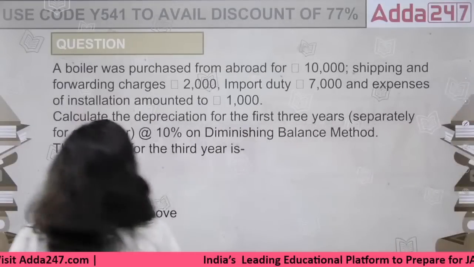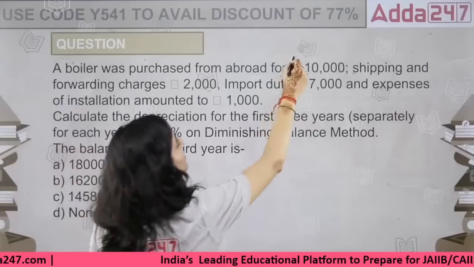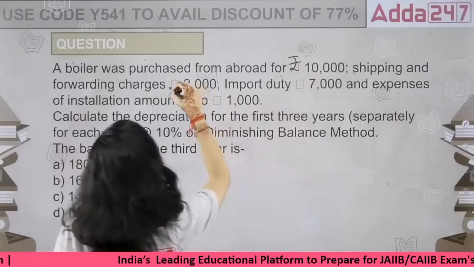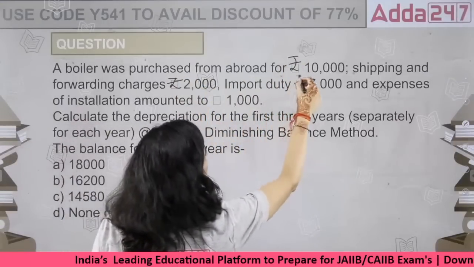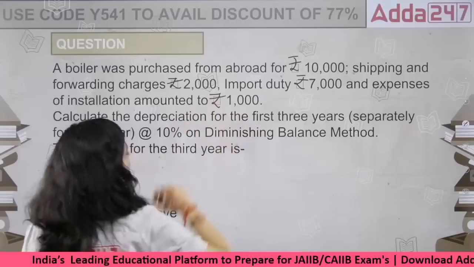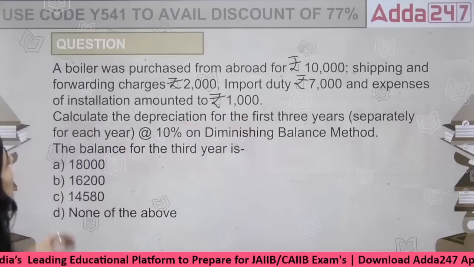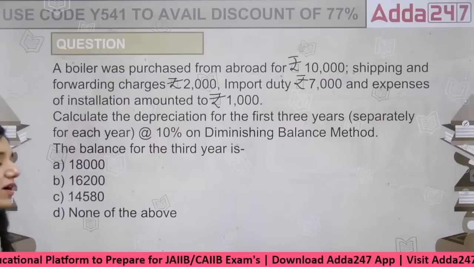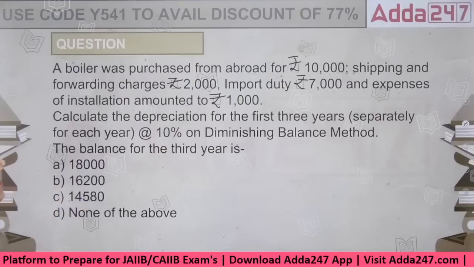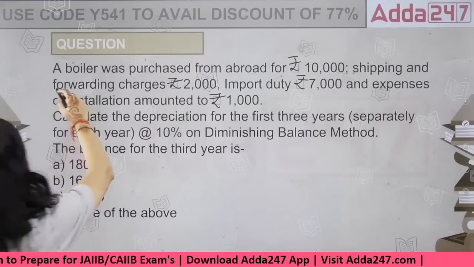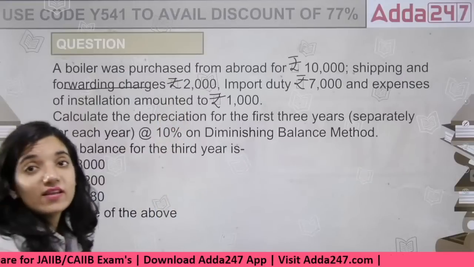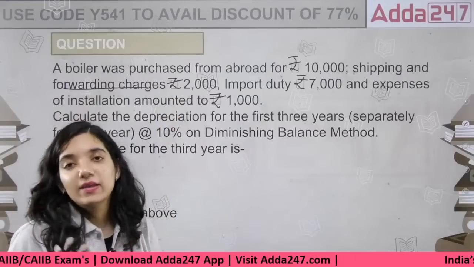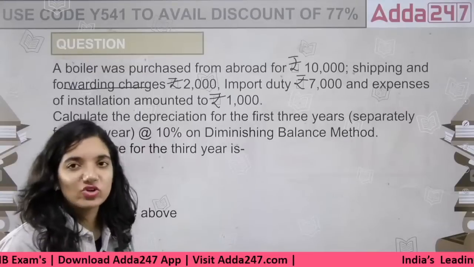Okay, here comes the next question. Oh, this is rupees, everyone. So what is the question? A boiler was purchased from abroad for rupees 10,000. We got it from a foreign country for 10,000. We had to pay the shipping charge and the forwarding charges. Then we were supposed to pay the import duty and expenses on installation.